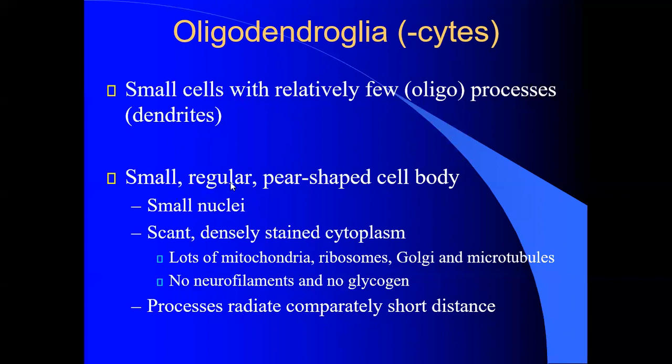They are small, regular, pear-shaped cell bodies. They have a fried egg appearance in certain settings. They have a scant and densely stained cytoplasm and lots of mitochondria. And so this is metabolic. They themselves are metabolically active. And I want to develop this concept of metabolism again.